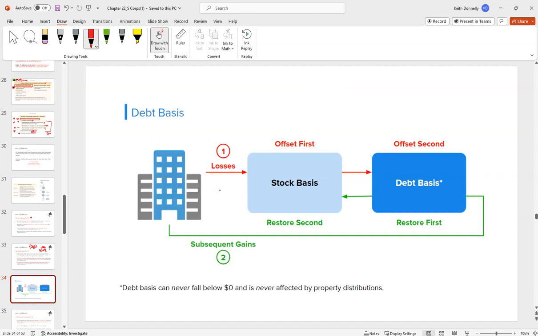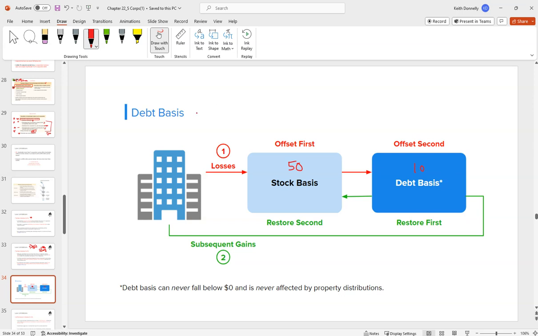What's going on with this? Say you have a $50 stock basis and a $10 debt basis. This is just going to be your outside basis, that beginning plus additions minus subtractions gets you ending. And then your debt basis is when you, the shareholder, make direct loans. I'm going to loan the S Corp money. That creates a second basis.